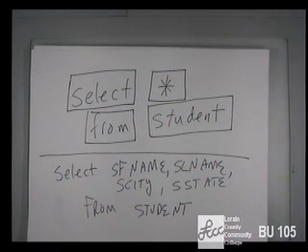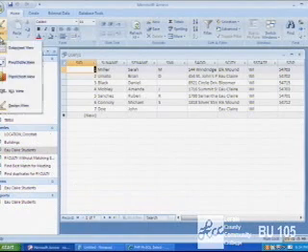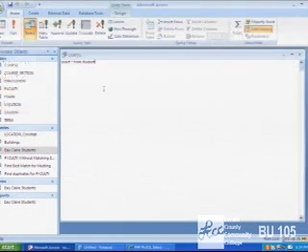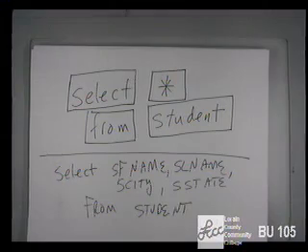So let's go and let's enter this query in. Let me go back to SQL View. And instead of saying select star, I'm going to say select SF name, SL name, S city, S state from student. Okay? So that's exactly what I have here.